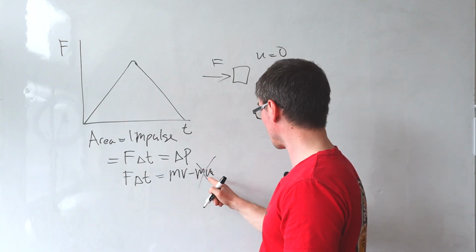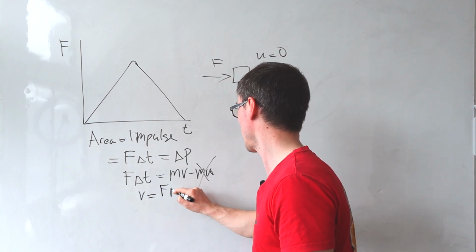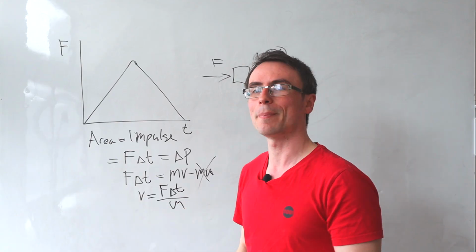Okay, now in this case our initial speed was equal to 0, so therefore to work out the final speed, this is just equal to F delta t divided by the mass.